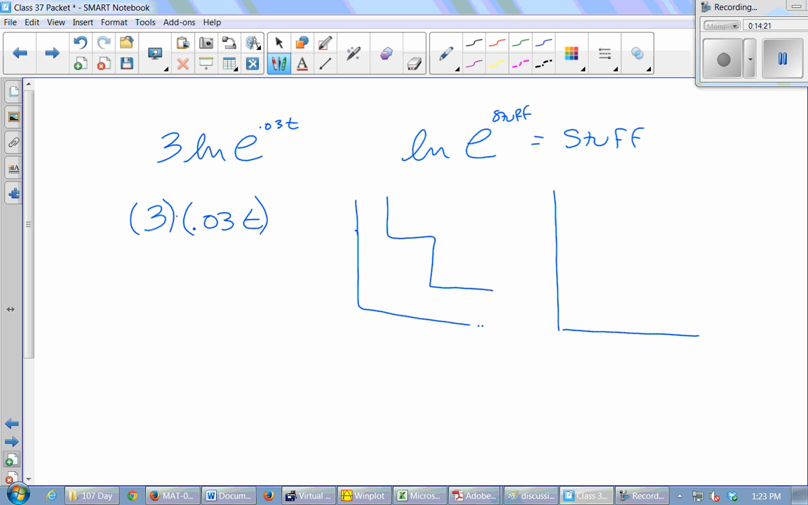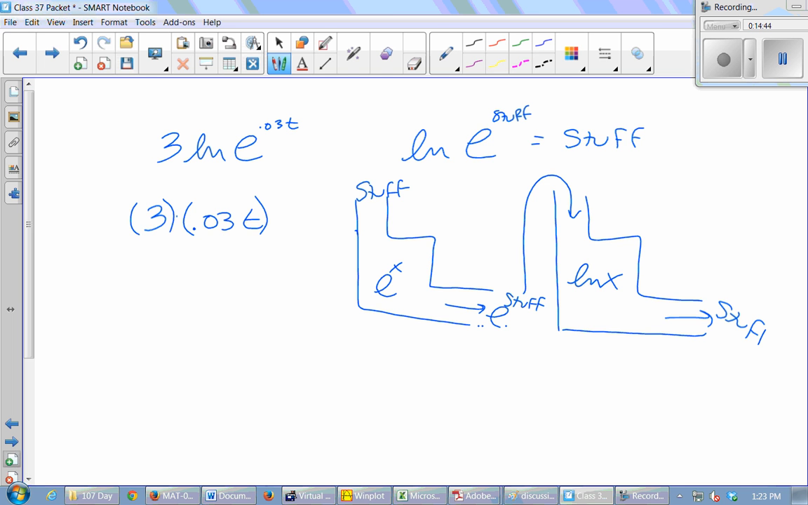inverse functions, right? So if this is e to the x and this is ln x, if I put some stuff in here, out's going to come e to the stuff. And then I drop that into the ln. These are inverse functions. They undo each other. So the stuff should come back.